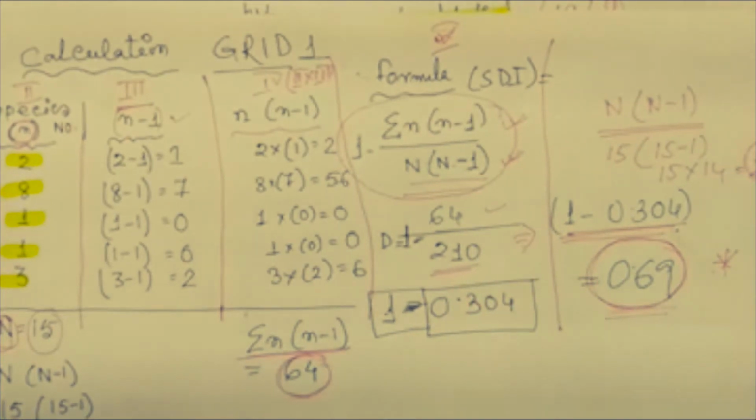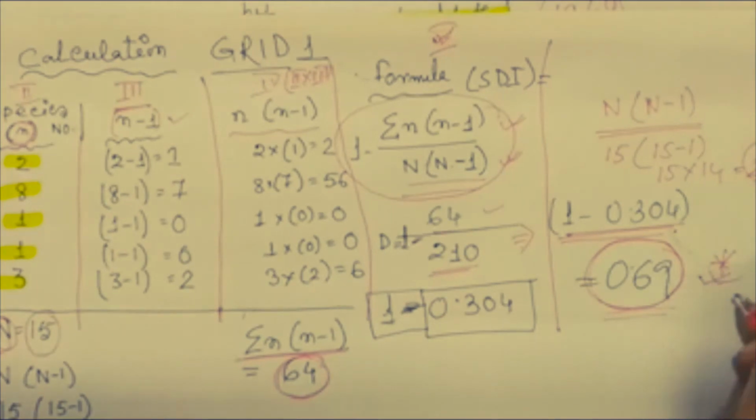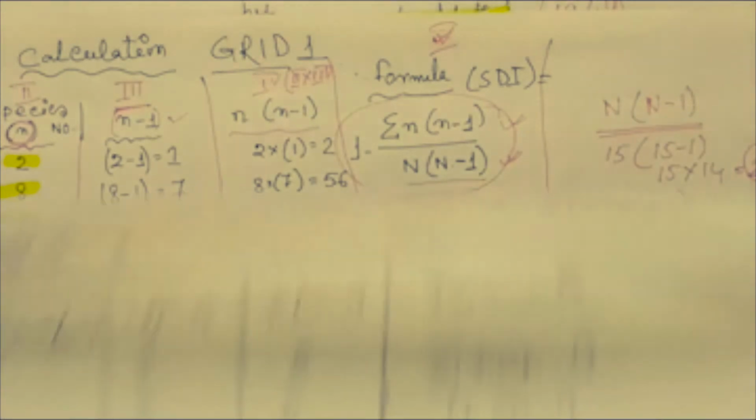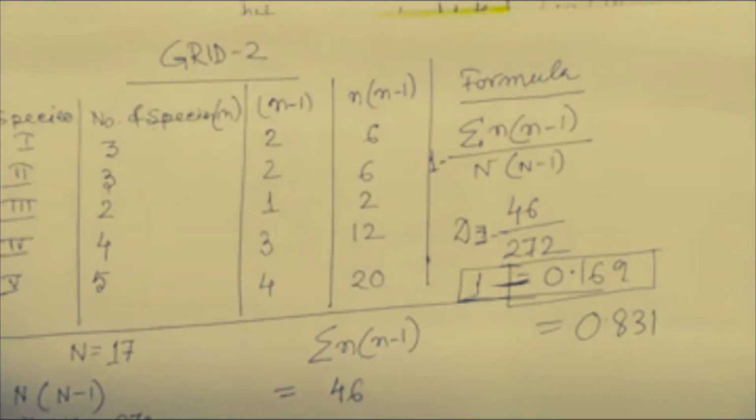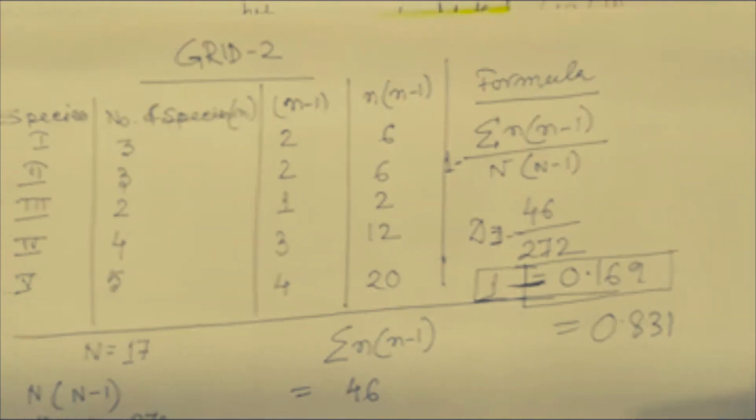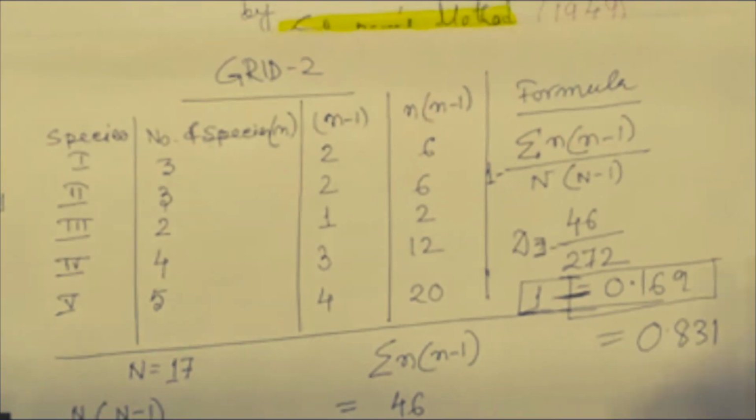It also provides information about the probability. So this is the Simpson index for the grid number 1. So what will be the Simpson index for the grid number 2? Similarly, go for the grid number 2 and do the similar calculation.